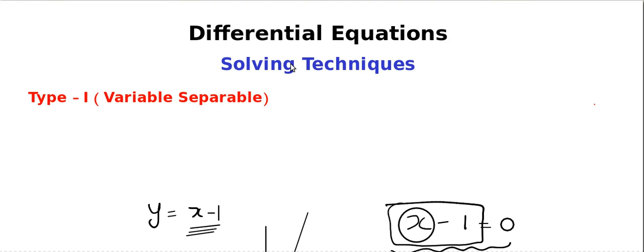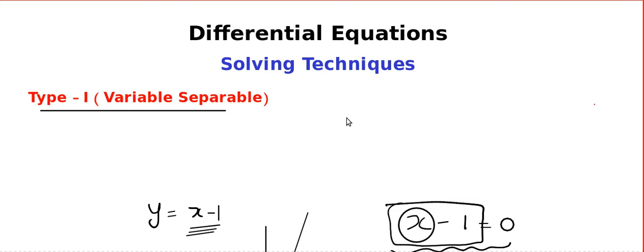Let's make it very simple. If you see only dy by dx, we call this a first order differential equation. And if you see the presence of d square y over dx square, you can call it a second order differential equation. Anyway, let's fast forward and go to what you call type 1, variable separable.